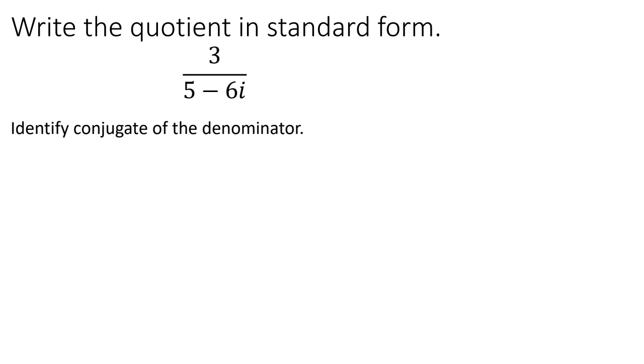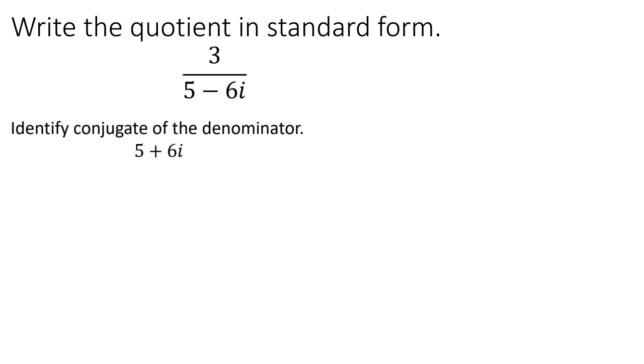So what is the conjugate of a number? So here, if my number here is 5 minus 6i, the conjugate is going to be the same values, 5 and 6i, but they're going to have a different sign. The conjugate of 5 minus 6i is 5 plus 6i. And this is what we're going to multiply our denominator and numerator by in order for us to simplify it and to put it in standard form.